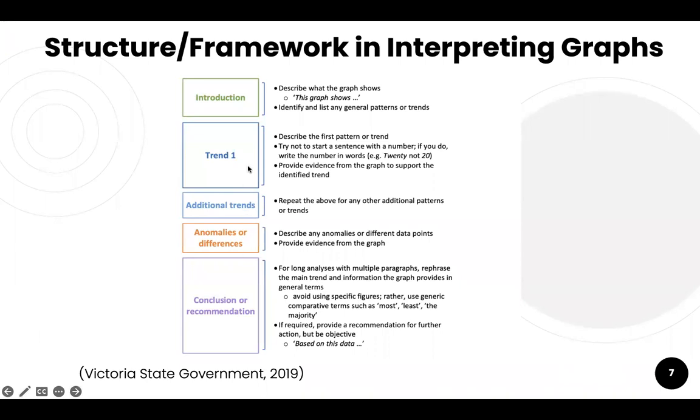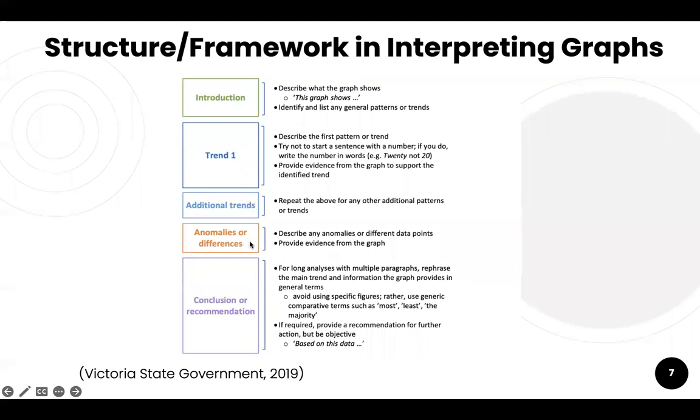And for the body paragraphs, you consider the trend, or trends. Trend one, maybe you can mention the trend in terms of the population of Roosevelt elk. So describe the first pattern or trend in 20 words and provide evidence from the graph. For additional trends, or trend two, you have to repeat the same procedure as in trend one.